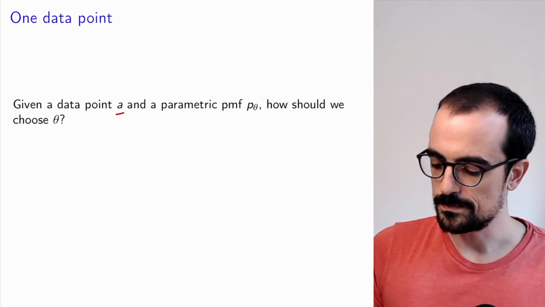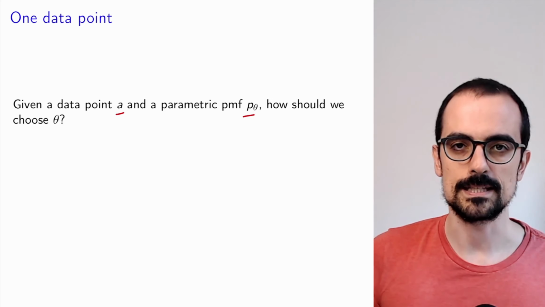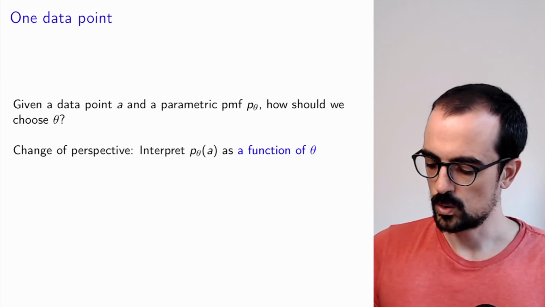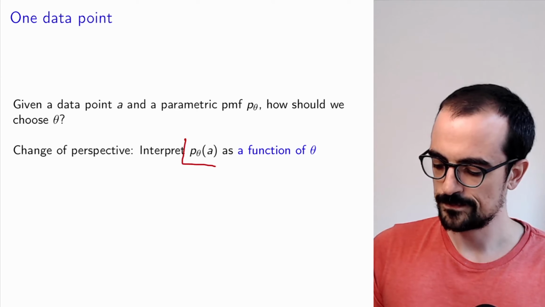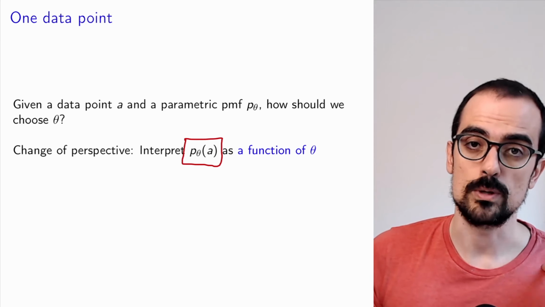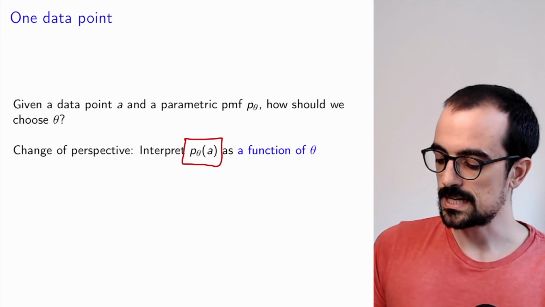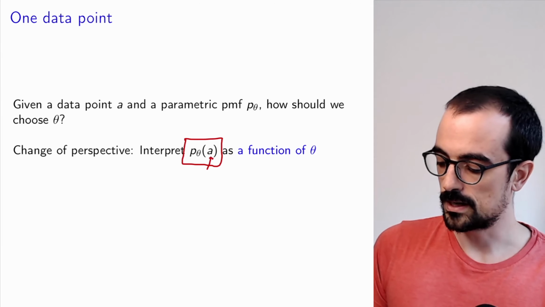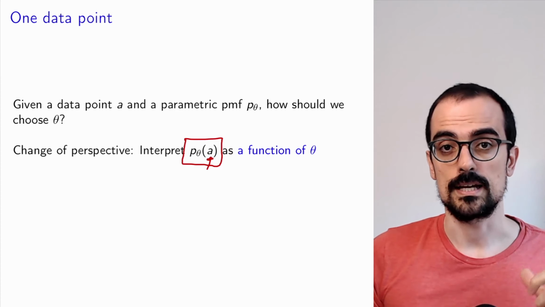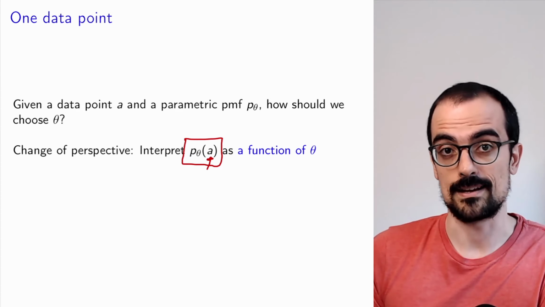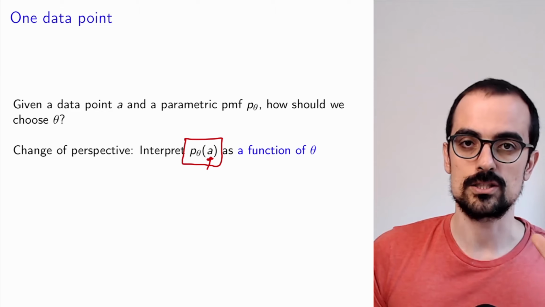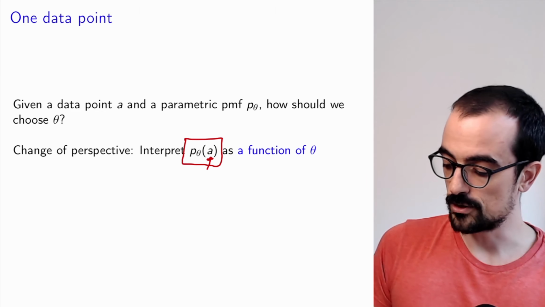We have our parametric PMF P of theta that depends on some parameters theta. How should we choose theta? Well, we should think about what this means, P of theta at A. This is the PMF evaluated at the data point that we have seen. Typically, we think of this as a function of whatever we plug into the PMF to get a probability. This tells us the probability of observing this streak, of length 10, given the parametric model, assuming the parametric model is correct and assuming that value of theta.